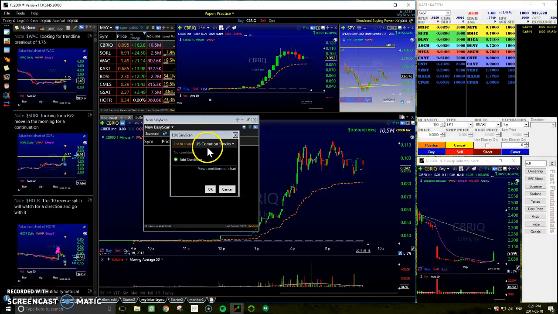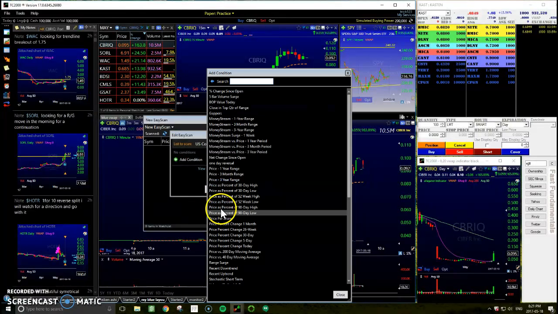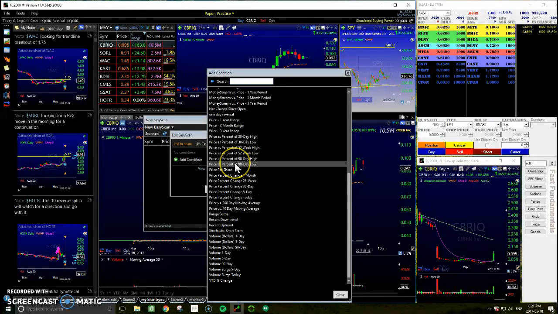Always type that in first so that you don't forget. So add condition, and this is where this gets really cool. You go into formulas, and here's all your already pre-built personal criteria formulas, or just formulas. I guess they wouldn't be a personal criteria formula, but you'll see that labeled as PCF. That's just the formulas, and you can write all your own code.